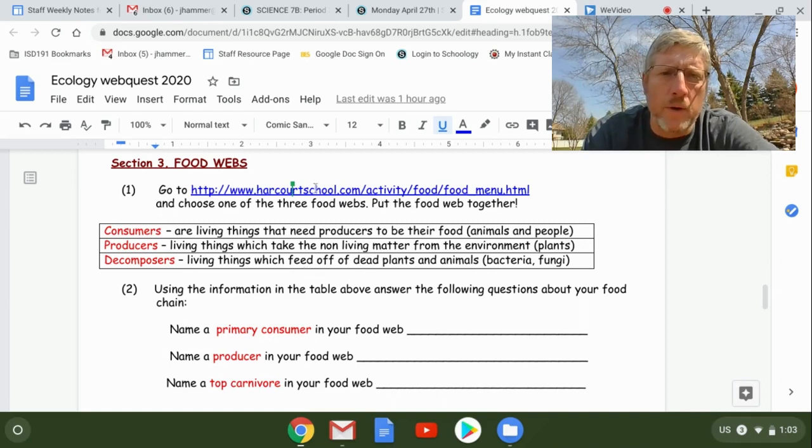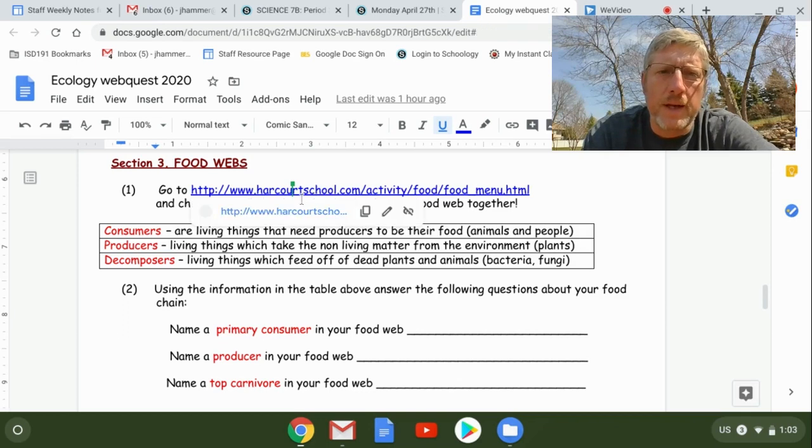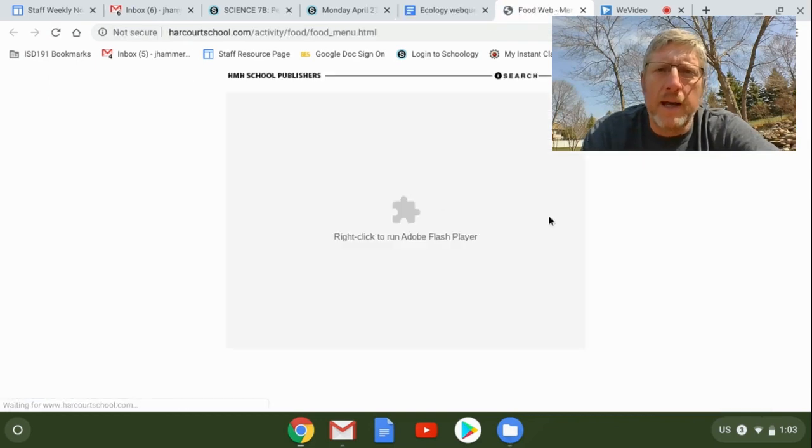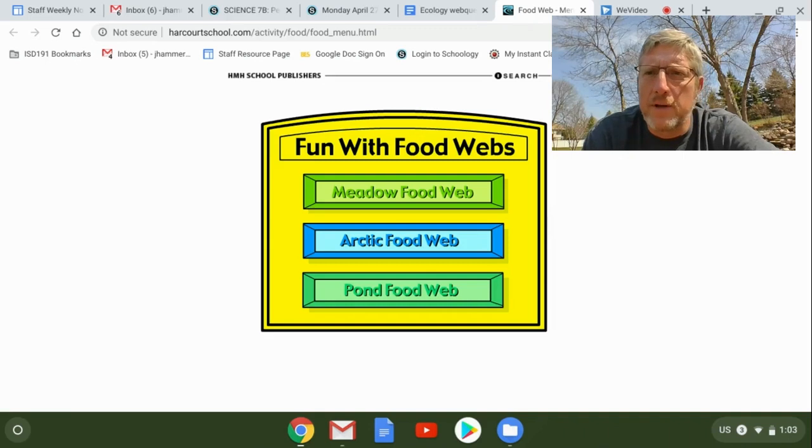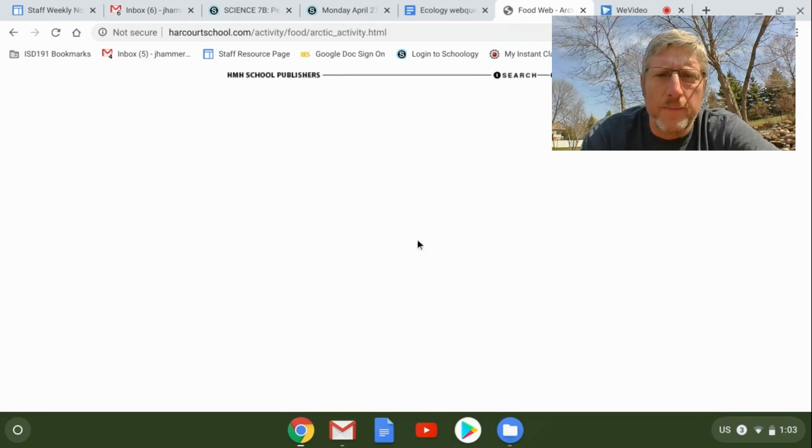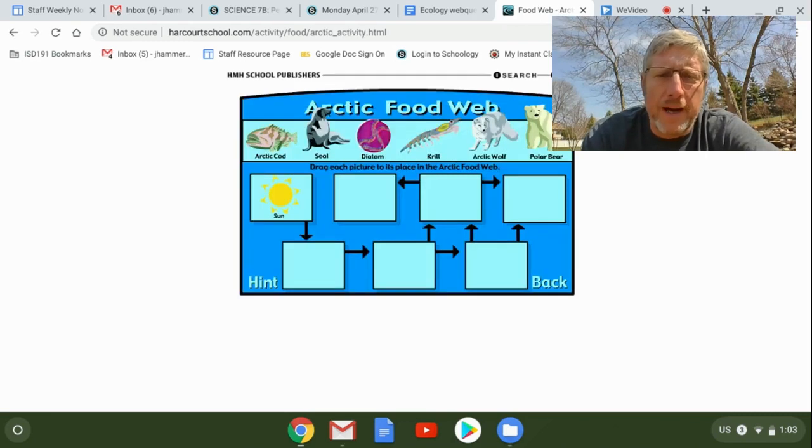So here's what we're going to do. We're going to click here, take us to the site, and again, if you have to allow Flash and little pop-ups, you've got to make sure that allows it to show up on the screen here. You get to pick any one of these three, any one you want. I don't really care which one you pick, so I'm just going to pick the middle one right there, Arctic Food Web. So now what I have to do is look at these creatures and figure out how to put them into the boxes.